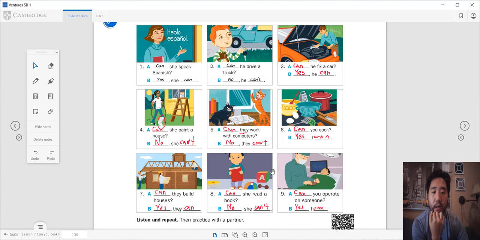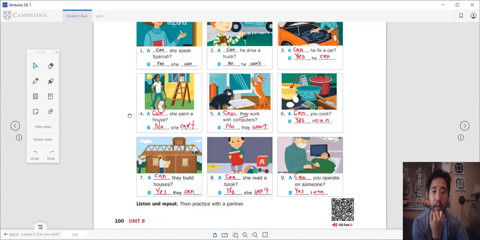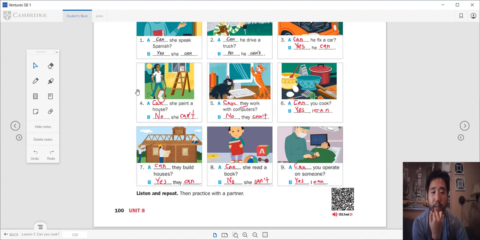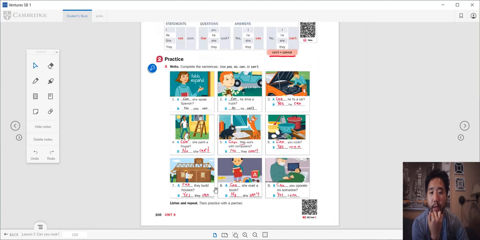Okay. And then when we ask a question using the word can, it always starts in the beginning. Can she speak Spanish? Can he drive a truck? Can he fix a car? Can she paint a house? Can they work with computers? So that's how you use the word can to ask a question for this case. Okay, now let's go to the next page.